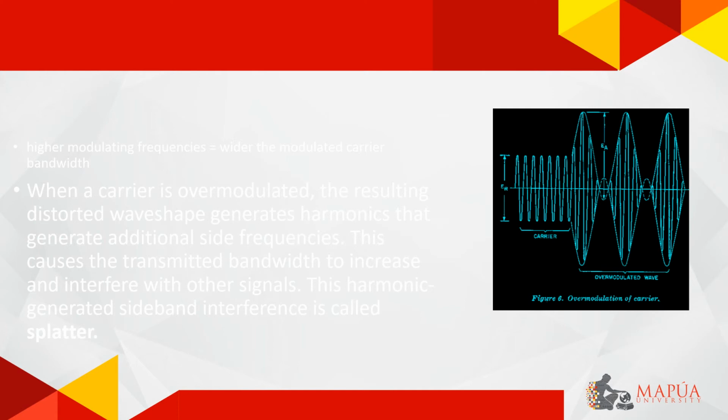When a carrier is overmodulated, the resulting distorted wave shape generates harmonics that generate additional side frequencies. This causes the transmitted bandwidth to increase and interfere with other signals. This harmonic generated sideband interference is called splatter.